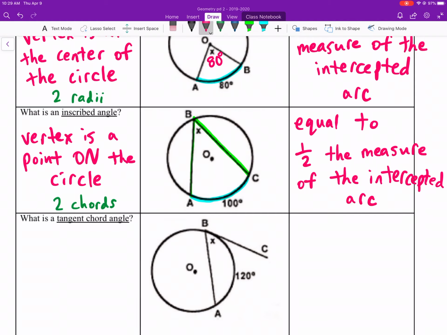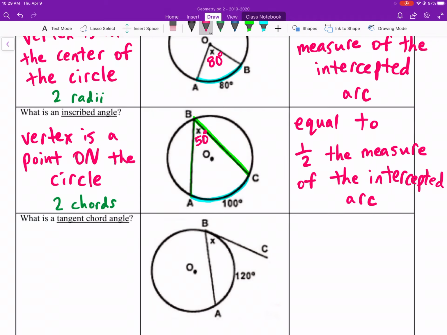Now I could write this another way. I could say the intercepted arc is equal to double the measure of the inscribed angle. But right now the inscribed angle is equal to half the measure of the intercepted arc. The arc that it hits is 100 degrees. The inscribed angle is equal to 50 degrees.